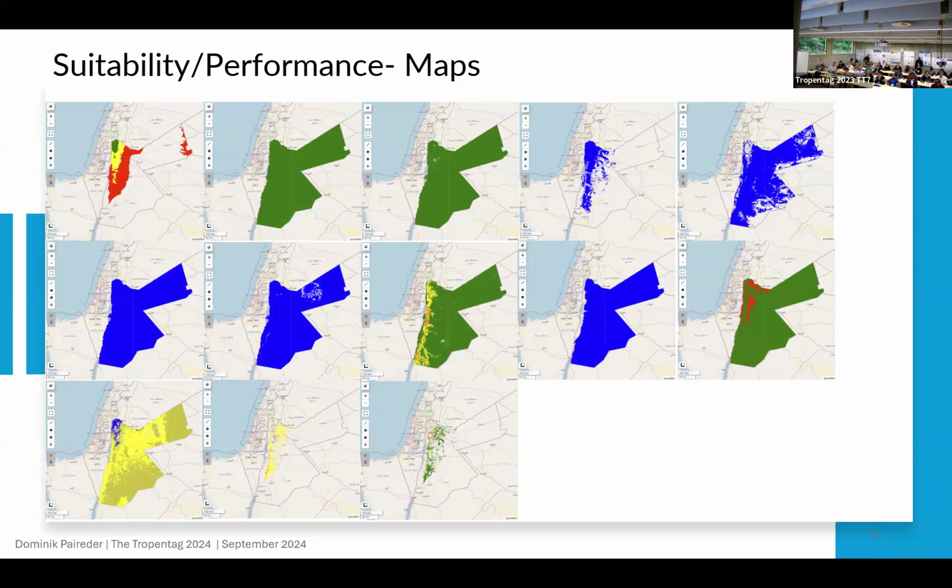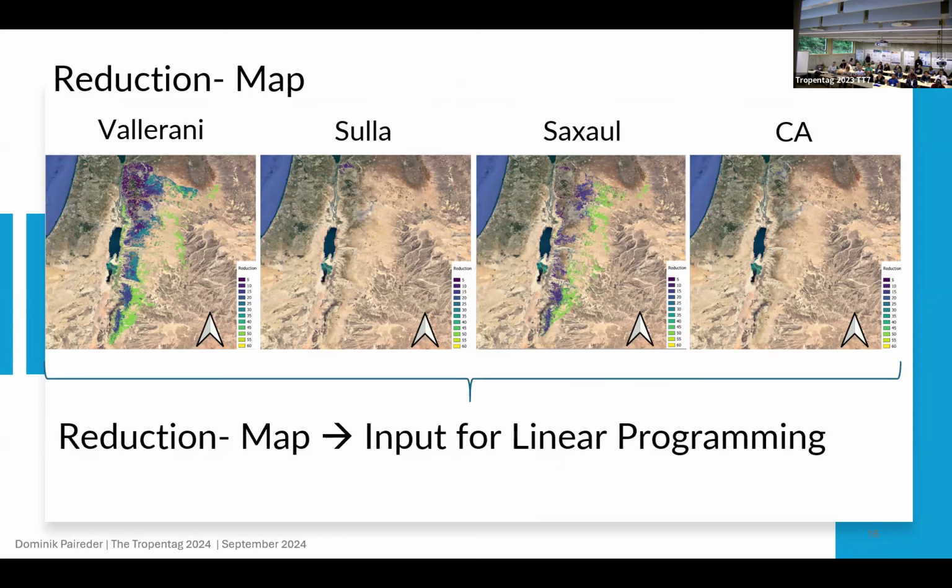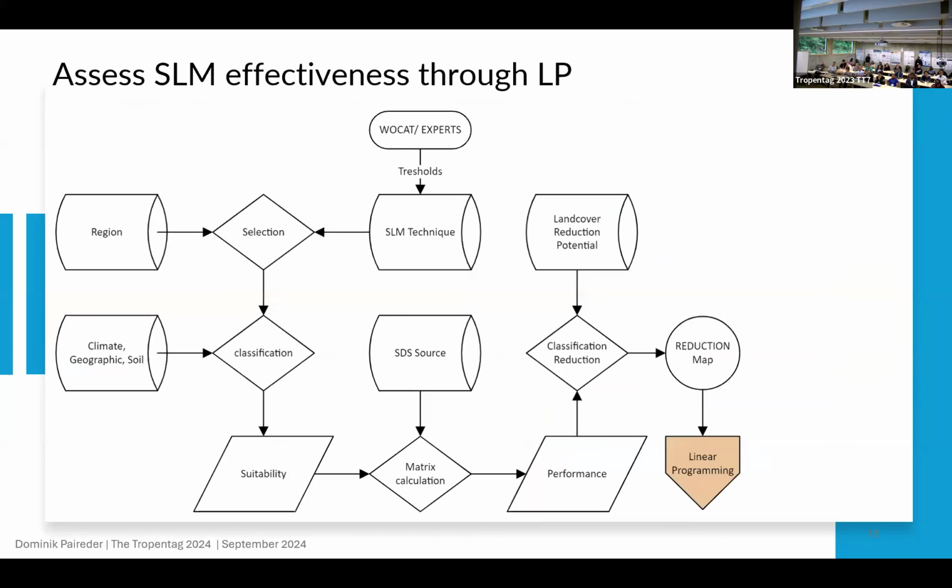If you go to each single threshold, like climate, geographically, and so on, we get a lot of maps, and all of them together give us this reduction map. It looks like this afterwards. So now we have the reduction map of the Walarani, Sula, Saxol, and conservative agriculture. They are the impacts, but I'm not going deeper into the map because we just need it as an input for the LP model. Reduction map, input for linear programming. So we already worked on all of that, and now we are at the linear programming.